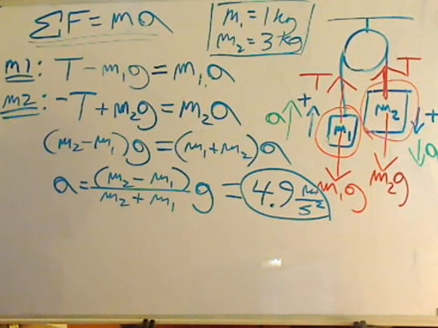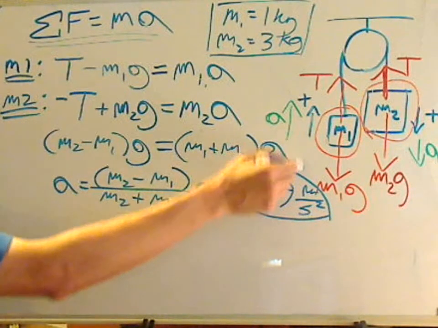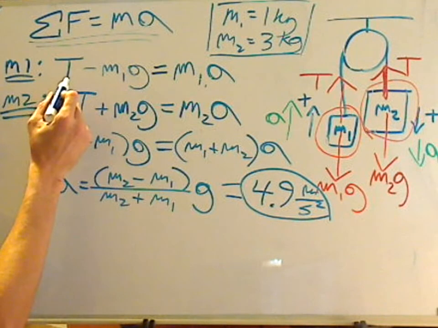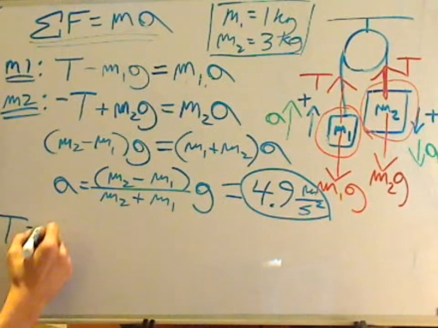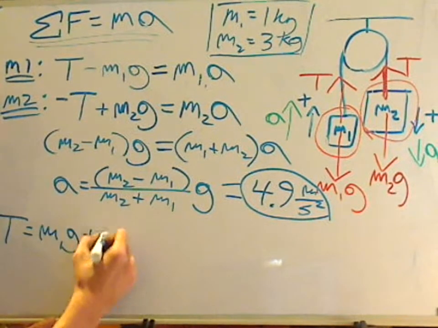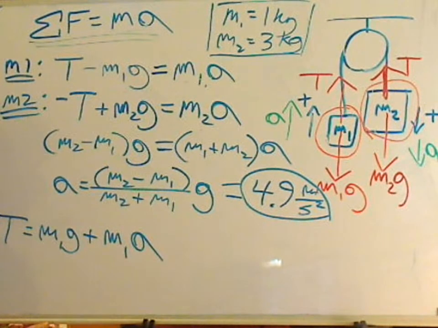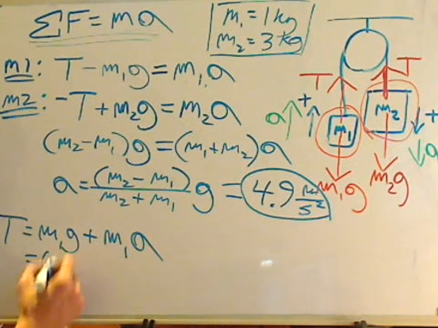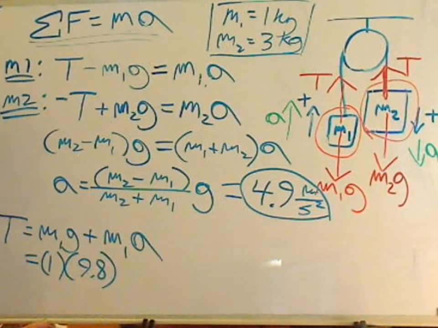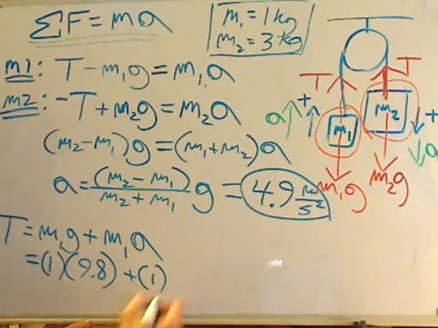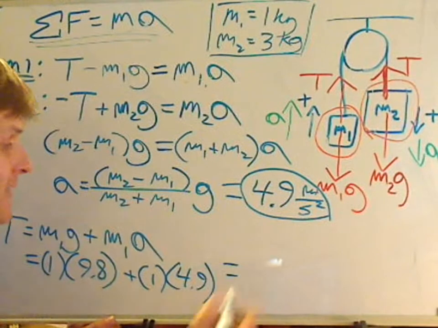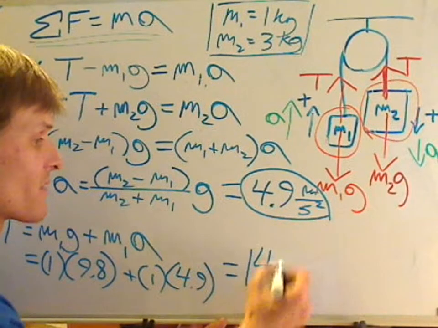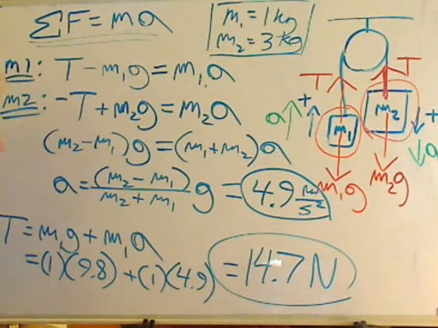for the acceleration. Okay? Now, what we can do then is just plug that back in to equation 1 and solve for tension. So equation 1, if we add M1G to both sides, we get T is M1G plus M1a. Okay. So M1 is 1, g is 9.8, plus M1, which is 1, times acceleration, which is 4.9. And that gives you the answer, 14.7 newtons is the tension. Okay?